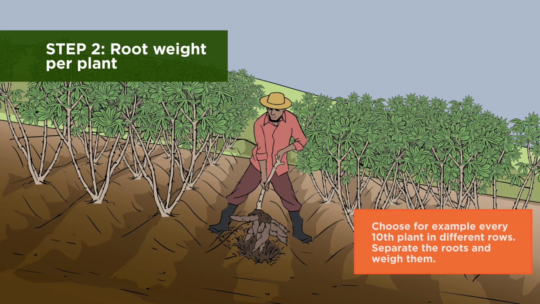Separate the roots and weigh them. You can use a simple spring hook balance. Do this for at least 10 plants and calculate the average. The more plants you weigh, the more precise your estimation will be.